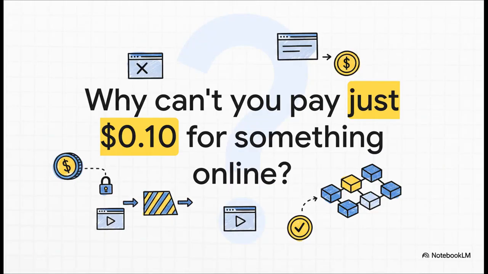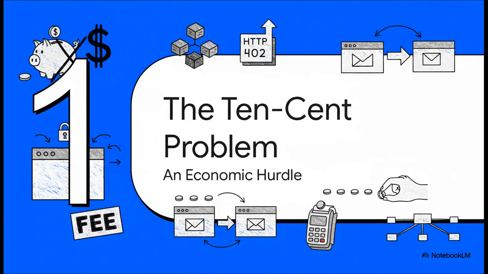No, really, think about it for a second. We can stream 4K video from a server halfway around the world, but paying a writer a dime for a great article, it's practically impossible. Why is that? This isn't just some minor inconvenience, it's a huge barrier that has literally shaped the entire business model of the internet as we know it. And that barrier, well, that's what we're calling the 10-cent problem.